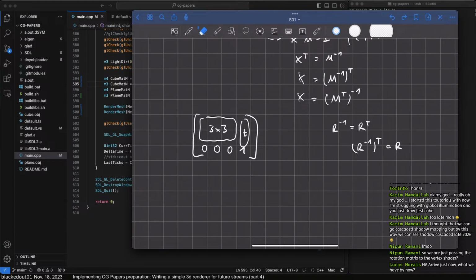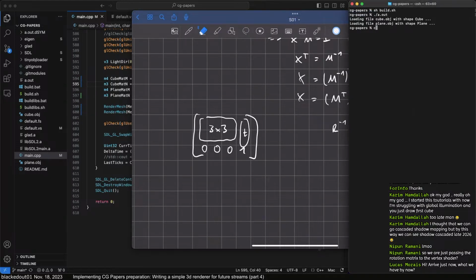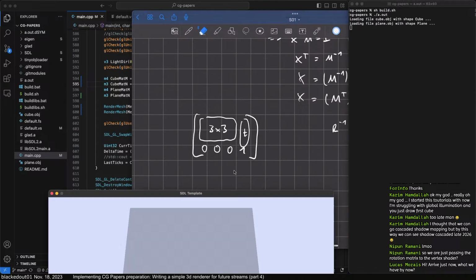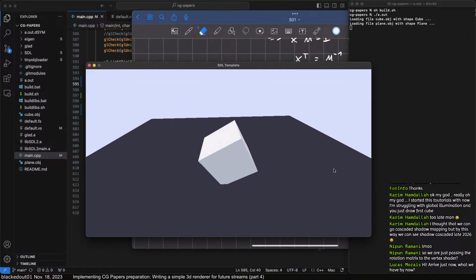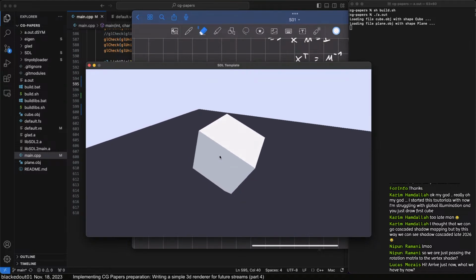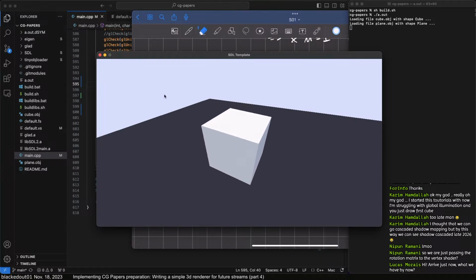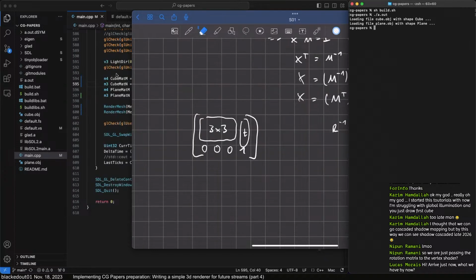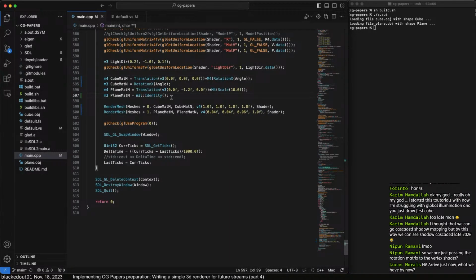Hi, Lucas. Yeah, so I actually didn't start with the shadows just yet. So I basically corrected the normal transformation, which was still missing from the last stream. So now we have a correct normal transformation. And yeah, now we can actually go to the shadows.